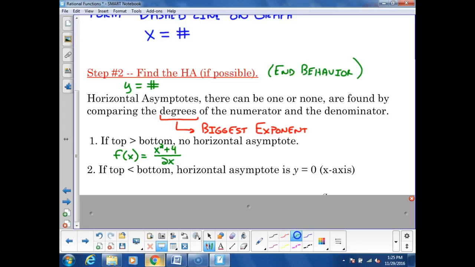Option 2. Bottom is bigger. That's like ones that you've been doing. f of x equals 4 over x minus 2. If that's the case, your horizontal asymptote is the line y equals 0, which is the x-axis, which is what you've been doing up until this point.